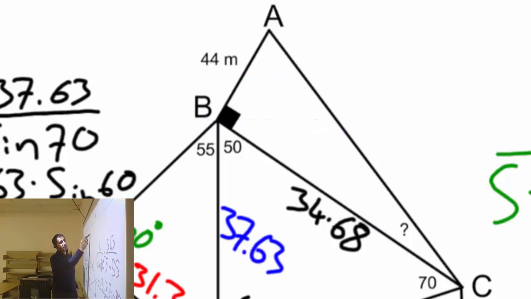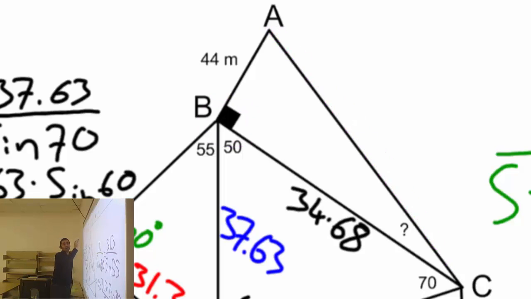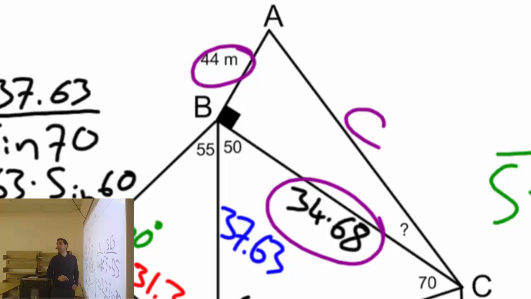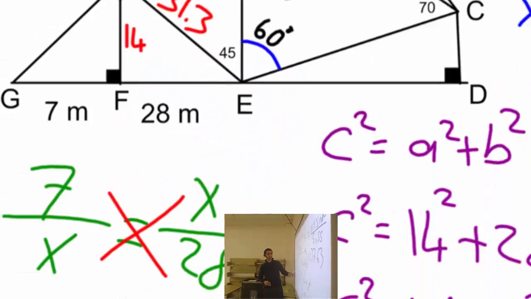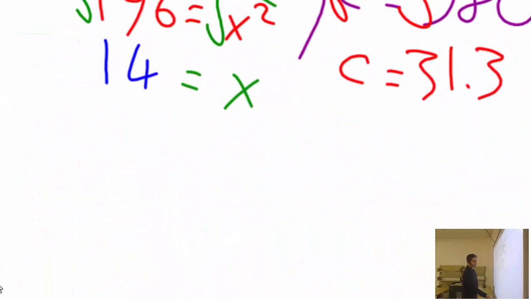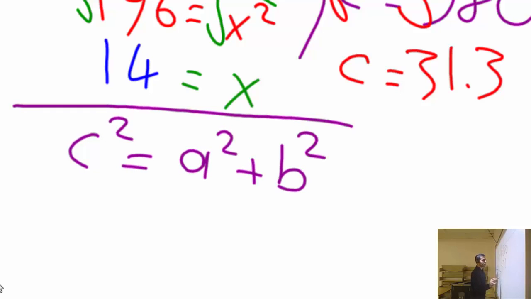So how can I find this side? I'm not going to use the sine law. I cannot use the sine law, but there is a 90 degree here, which means I can use the Pythagorean theorem once again. So this is C, this is A, and this is B. So I can calculate the C here. So let's do that. Let's write down the Pythagorean theorem once again.